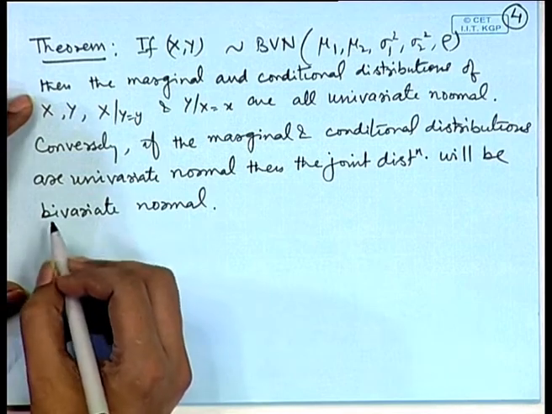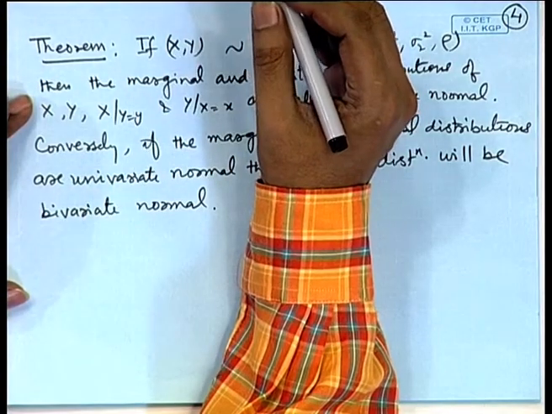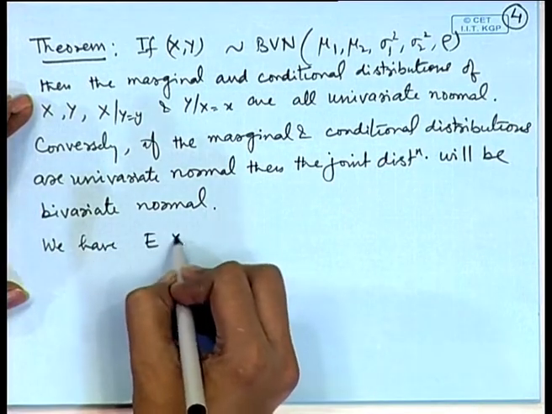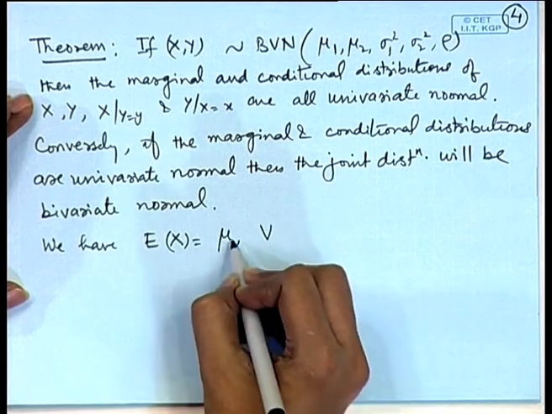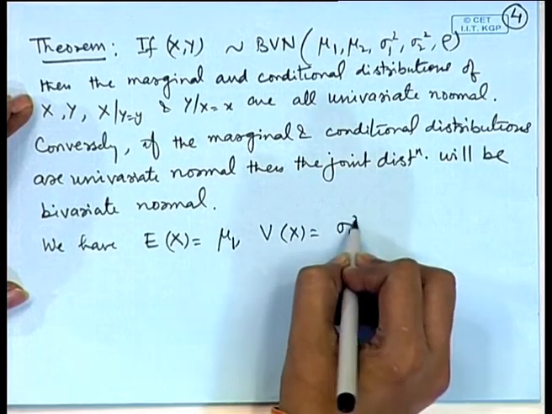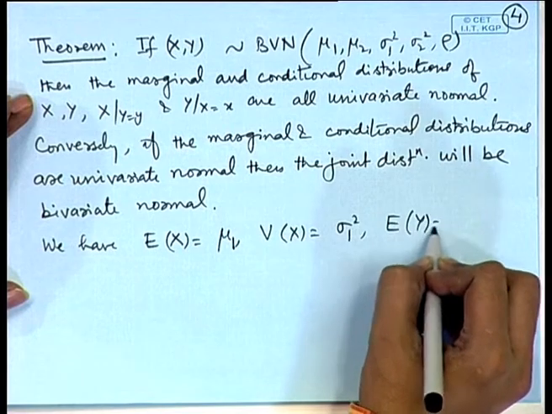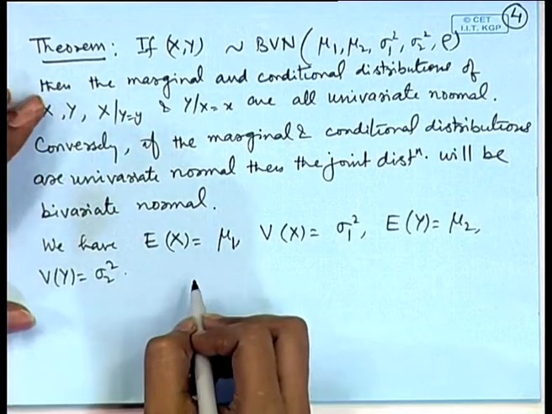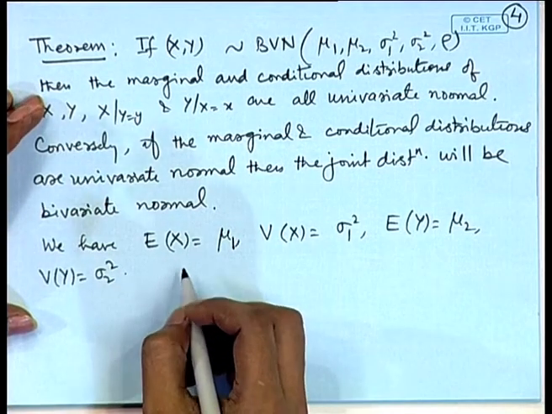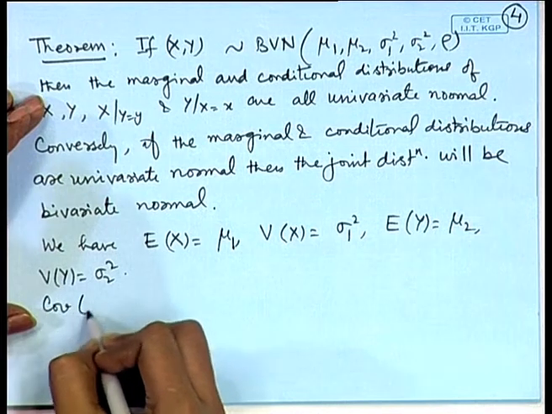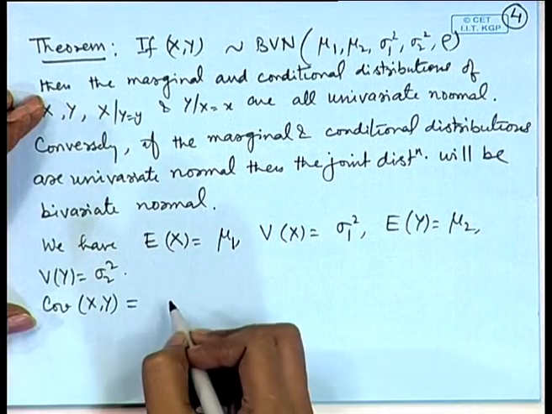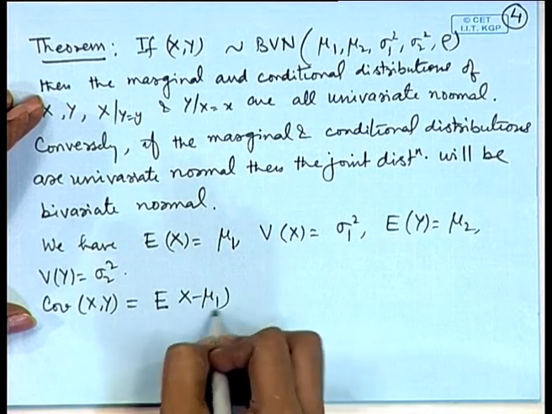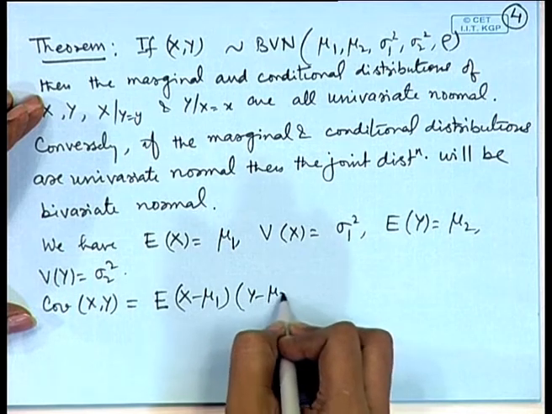So, since the marginal distributions are identified, we have expectation of x is equal to mu 1, variance of x is equal to sigma 1 square, expectation of y is equal to mu 2, and variance of y is equal to sigma 2 square. Now, we also consider the covariance term between x and y. So, the covariance between x and y is expectation of x minus mu 1 into y minus mu 2.